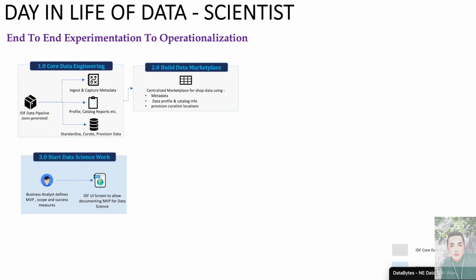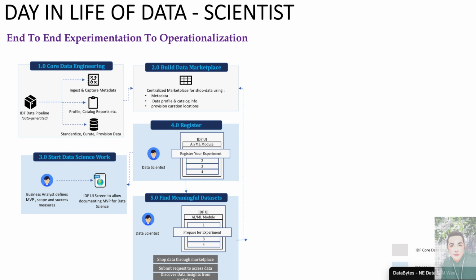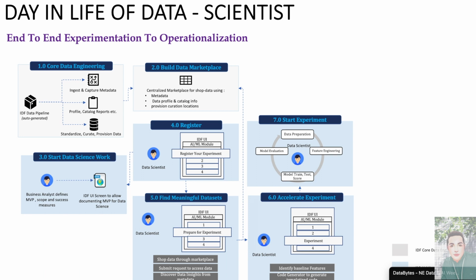When a new project comes up, a data analyst says, yes, I want to register, I want to create a new project. He goes into the registration part and says, I want to build a solution. So he goes through the data marketplace, finds important data sets and says, these are the data sets I need for my model. He goes through an approval process if needed, and he gets access to the data he needs. Then he can start the experimentation, right? So he identifies baseline features, goes through the process of the templatized code, and starts experimentation.